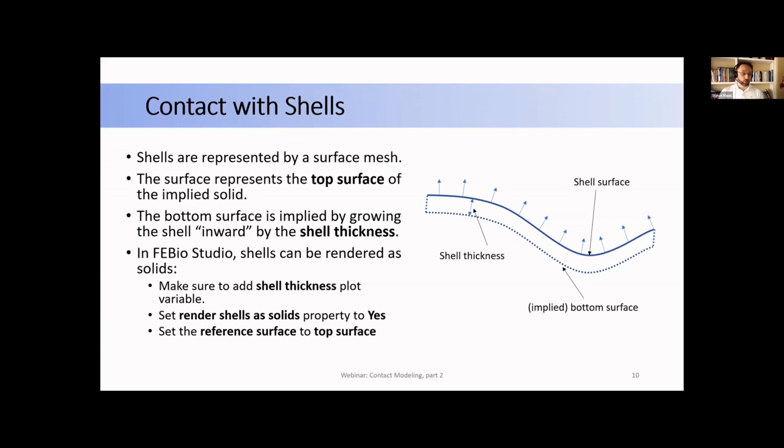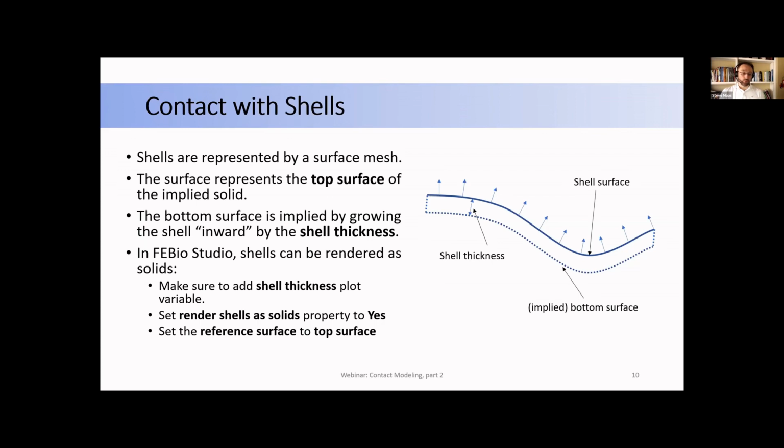So in addition to the surface and the shell thickness, you also need to know what that shell surface actually represents. Does it represent the top surface of that implied volume, the bottom, the mid surface, or anything else? And so in the recent shell formulations in FEBio, that shell surface is the top surface. All right, so this was different from older shell formulations that we have in FEBio, where the shell surface was the mid surface.